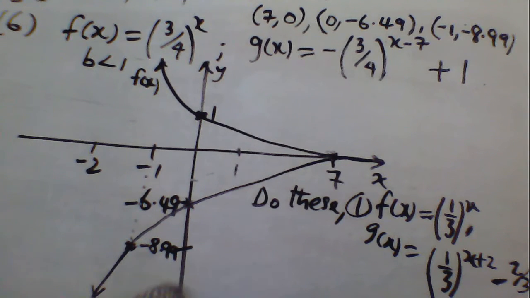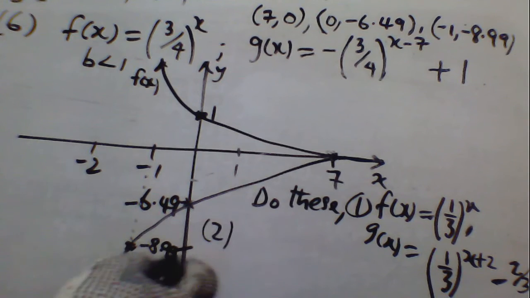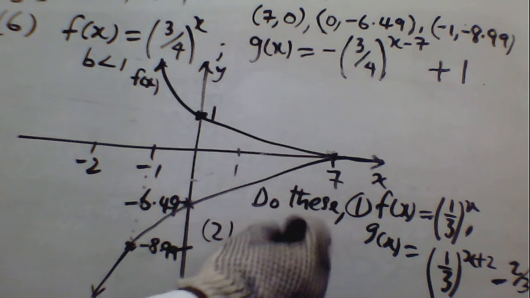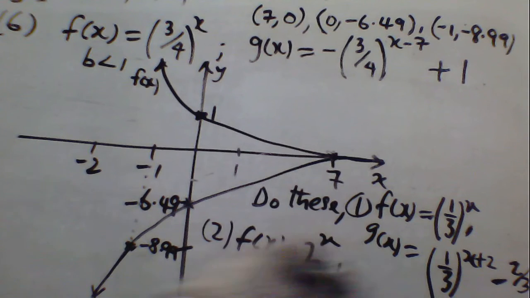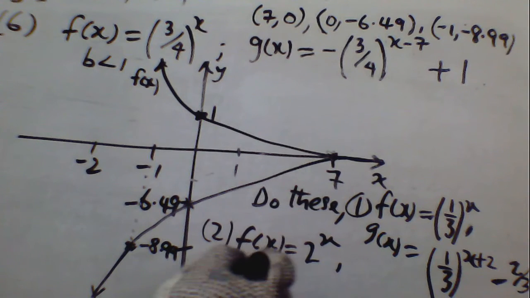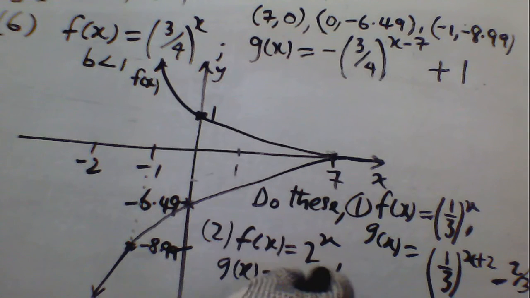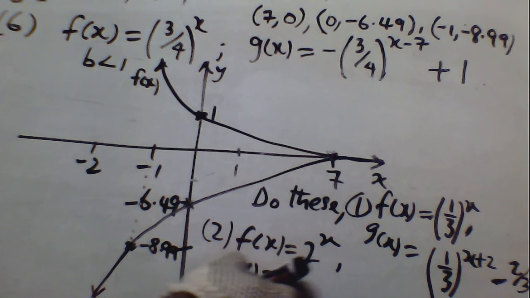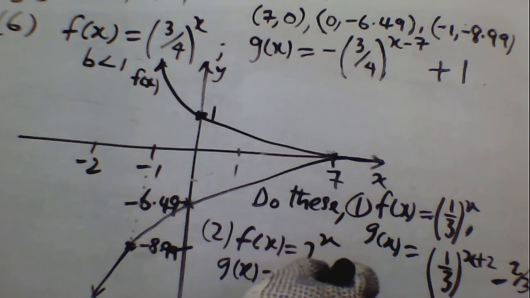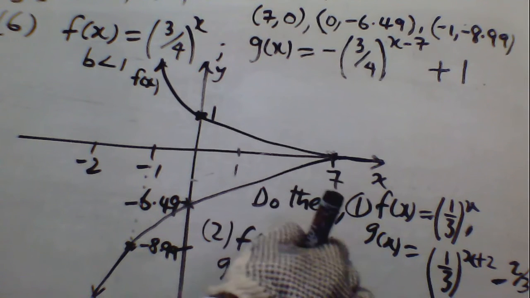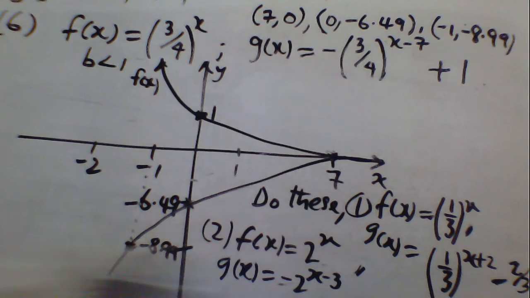So the first one is this. The second is f of x is equal to 2 raised to power x. G of x is equal to minus 2 to the power of x minus 3. So this is the second one.